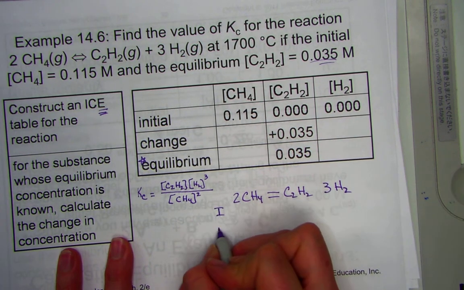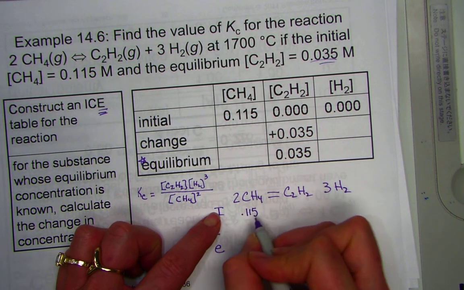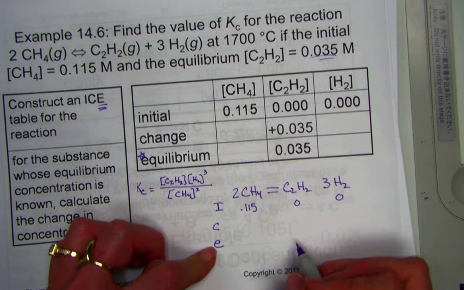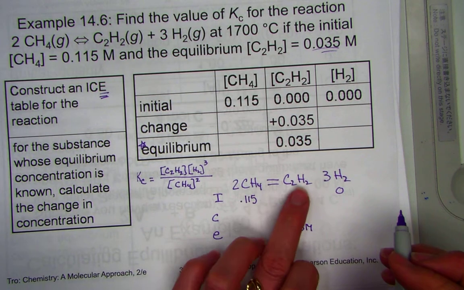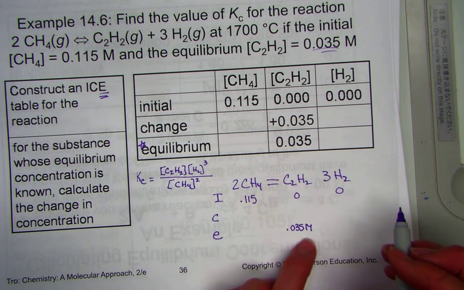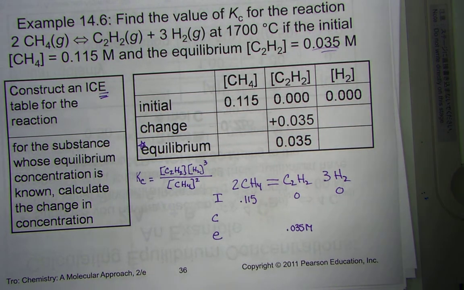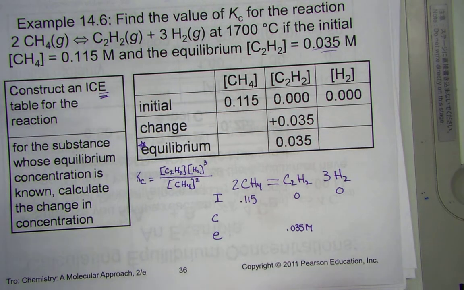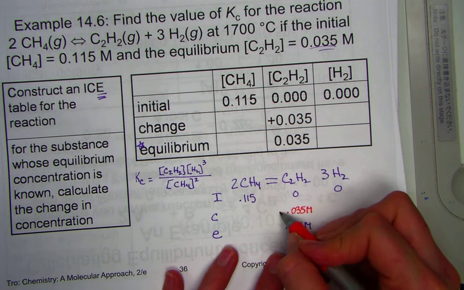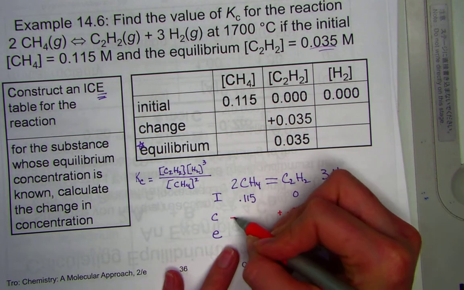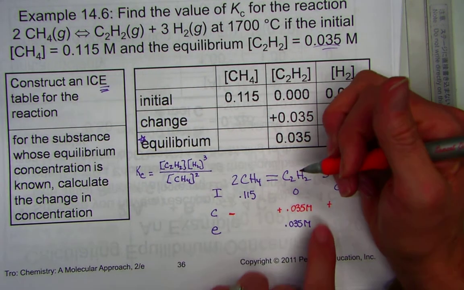The little ICE chart I usually build like this. Initially, 0.115 and no products. The other piece of information they gave us, 0.035 molar units, was how much acetylene, C2H2, we had at equilibrium. So that's what we were given. I'm going to change color to say here's what we now know: that this was made, 0.035 molar units. That's a positive value because products get made, reactants get used. How much of the reactant got used to create this much?